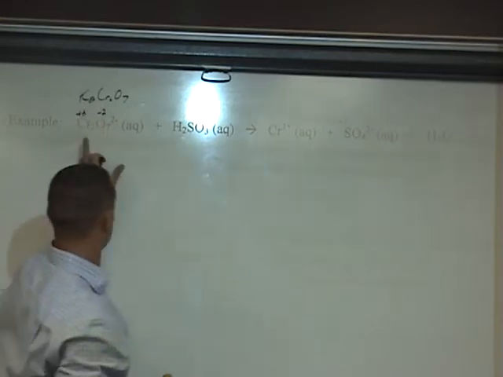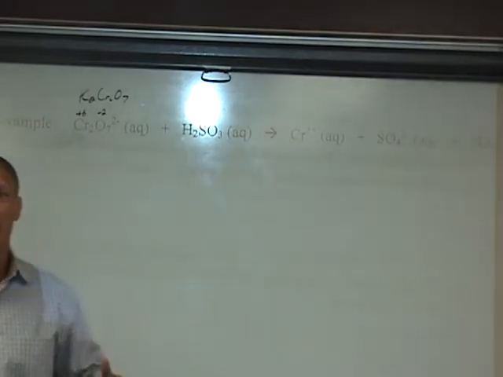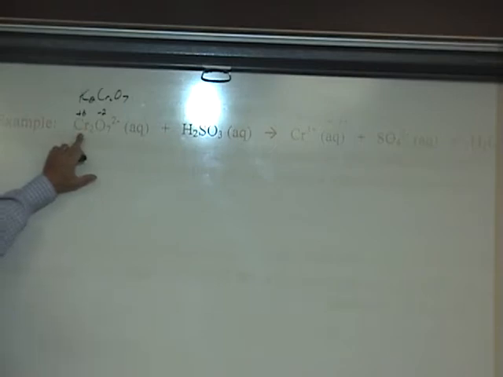So what happens to chromium? Chromium goes from a +6 to a +3, so what is that? Is that oxidation or reduction? That is reduction, okay. So we can tell right now that chromium is reduced. Remember, that means the charge goes down. In other words, chromium is gaining electrons.